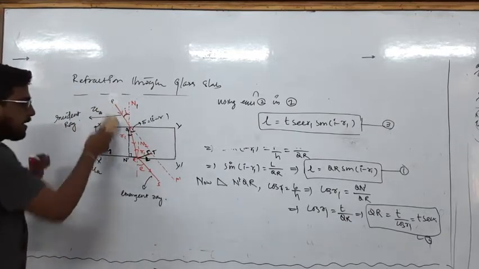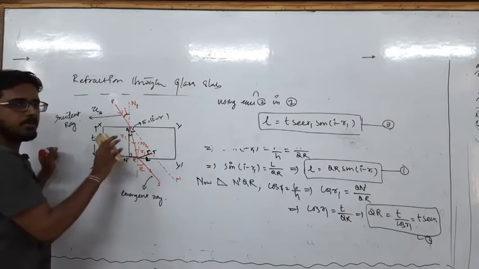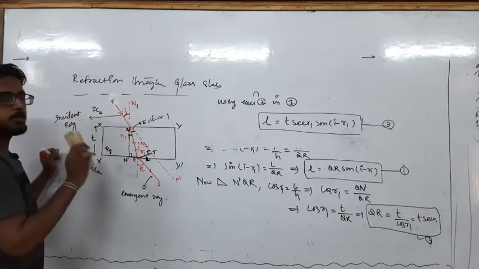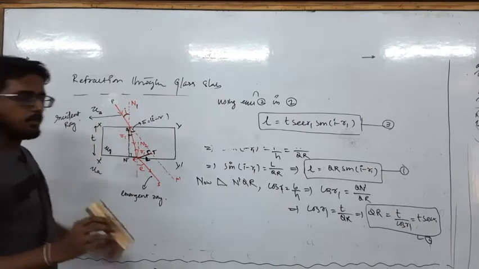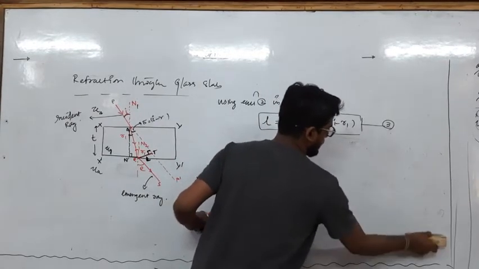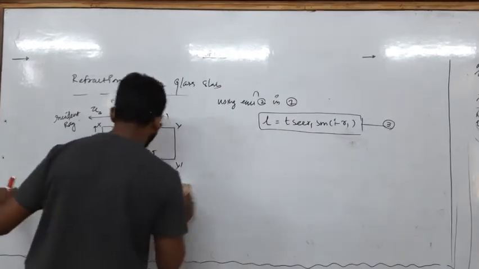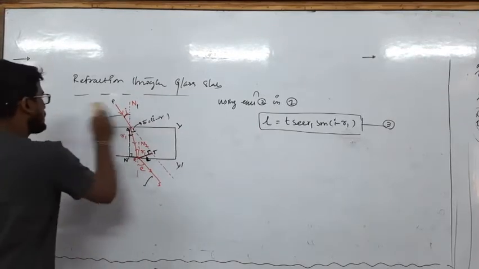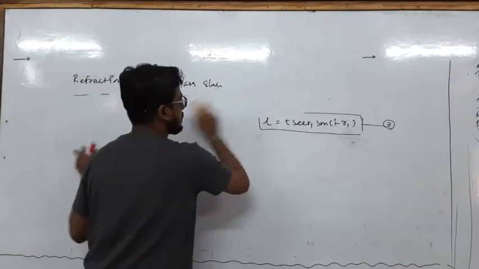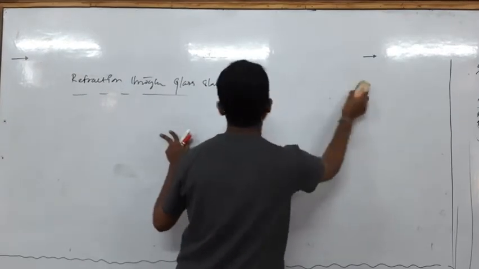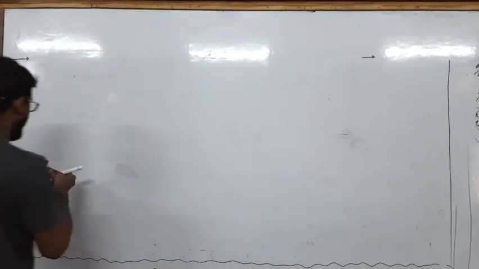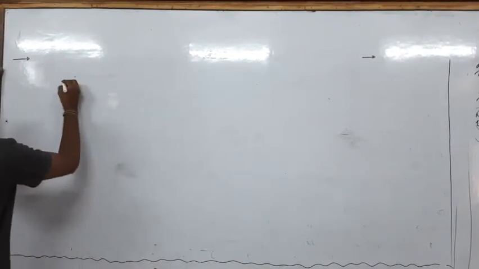For refraction through a glass slab, or through any parallel faces, the angle of incidence must be equal to the angle of emergence. Now we have to study cases with more than one slab, or compound slabs.